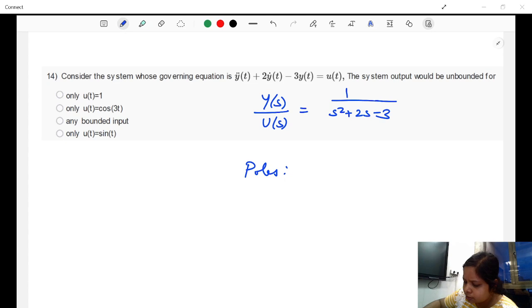Where are the poles of the system? Just a second, someone is trying to join. Yeah, where are the poles? Ma'am, 1 or minus 3. 1 and minus 3. Right.